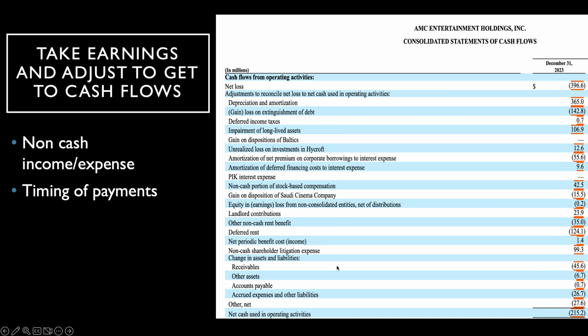So this is basically a statement telling you what actual cash was going in and out the door. And so you're correcting for all these things I just told you that were non-cash. And then you're also having to think about the timing of payments.